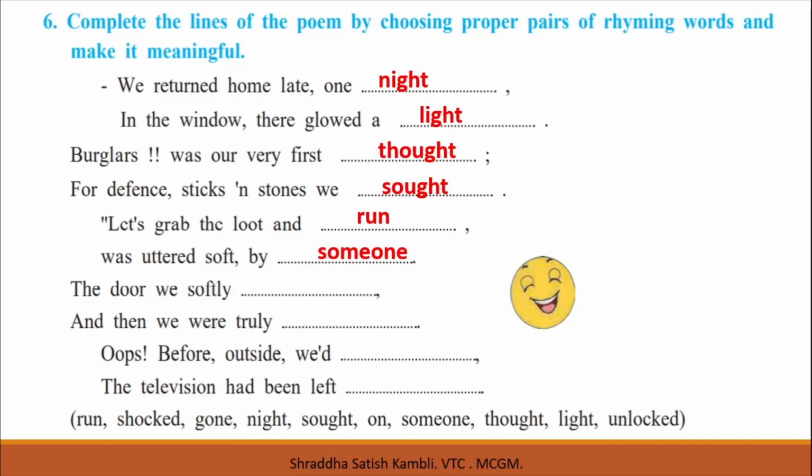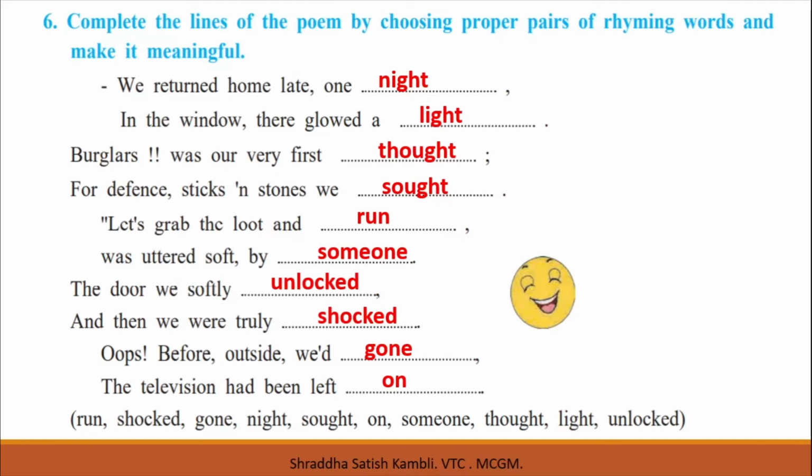The door we softly unlocked, and then we were truly shocked. Oops, before outside we'd gone, the television had been left on. So you see how your mind can play jokes with you. So you had left the television on before going out of the house, but then you were imagining that there's someone in the house and we were gathering sticks and stones, and we also imagined that we've heard someone saying, come on, let's loot the house and let us run. Okay, so this is also a very, very funny poem.